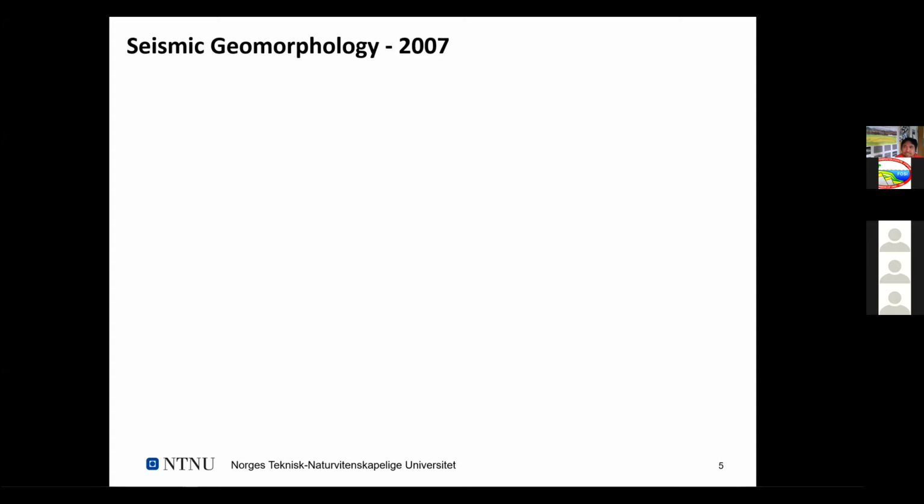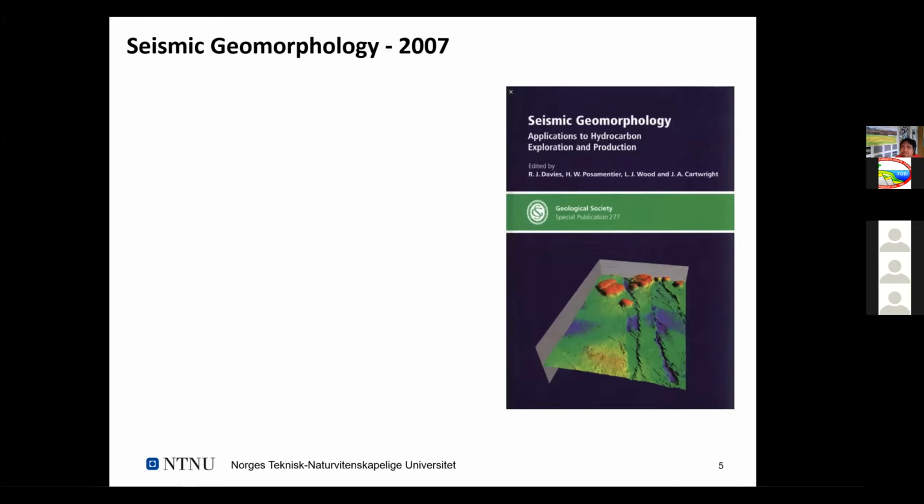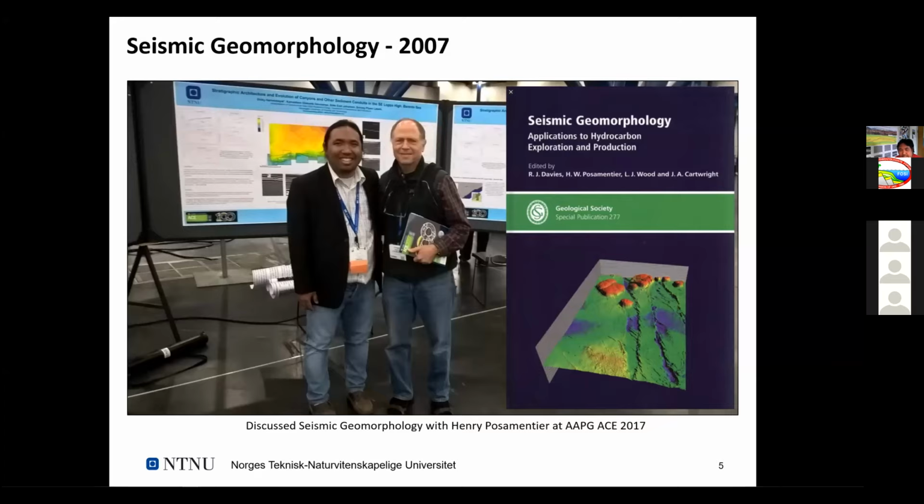When it comes to seismic geomorphology, it started in 2007. Even before that, in 2004, there was a special publication by the Geological Society of London about 3D seismic technology. But the specific publication about seismic geomorphology started in 2007, where Richard Davies, Henry Posamentier, Leslie Wood, and Joe Cartwright made this special publication. Fortunately, I met Henry Posamentier at the APGS in 2017. Henry says salam to you, Pak Firman. I discussed a lot about seismic geomorphology with Henry, and he also came to my poster at the time. So these are the fundamentals of seismic geomorphology in 2007.